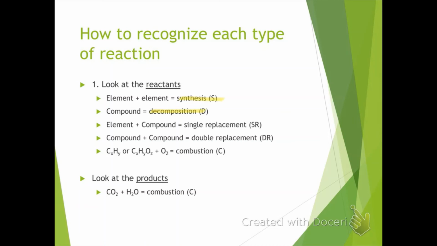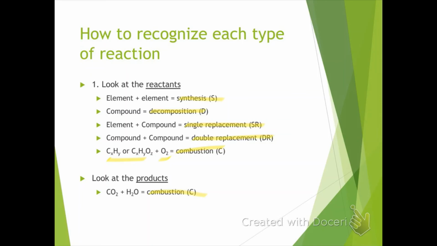An element plus a compound will always be single replacement. 2 compounds will be double replacement. And then if we have our hydrocarbon reacting with oxygen, that will always be combustion. If we look at the products, we can easily tell that combustion is going to be those ones forming CO2 and H2O. That is the only really constant there looking at the products.